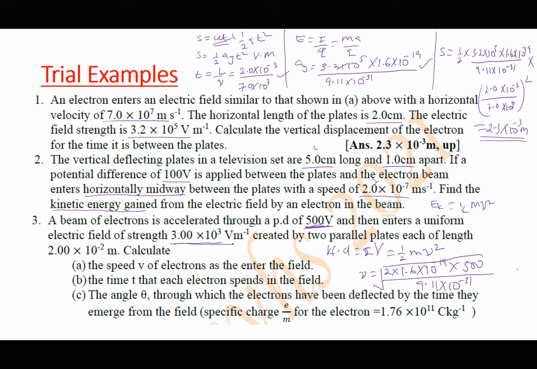From my calculator, this is 1.3 times 10 power 7 meters per second. That is the speed with which the electrons enter the field. So it is going to be like the initial speed in the horizontal. Part A was finding that speed, part B the time that each electron spends in the field.